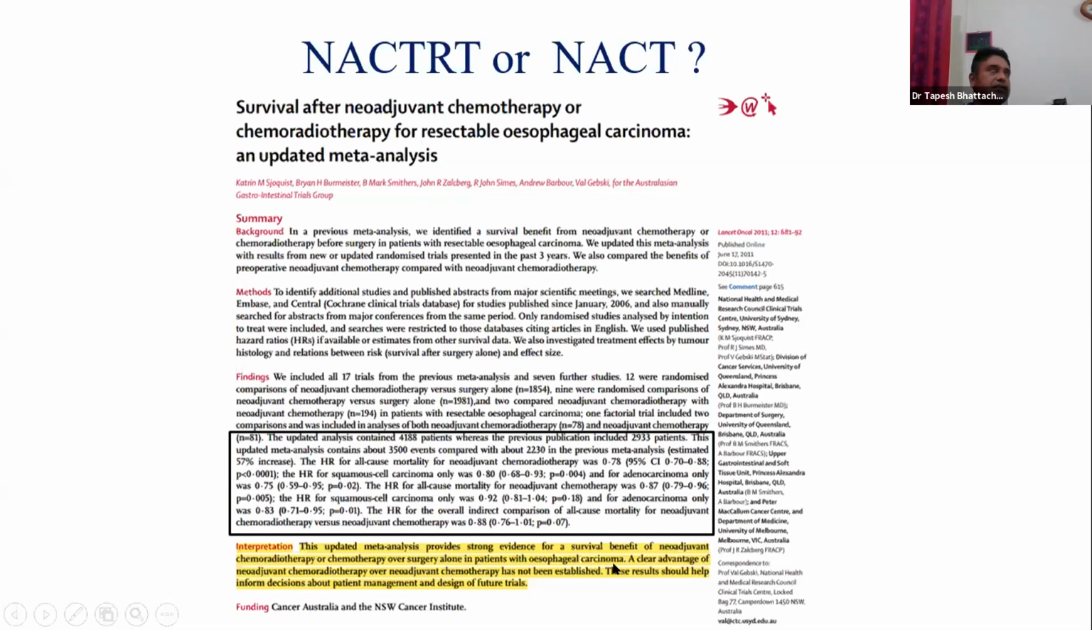So what they are saying is that both neoadjuvant chemoradiation and neoadjuvant chemo have shown benefit, but they can't compare one over the other, or they can't say which one was better than the other. So these results should help inform decisions about patient management and design of future trials. But they could not conclude efficiently.